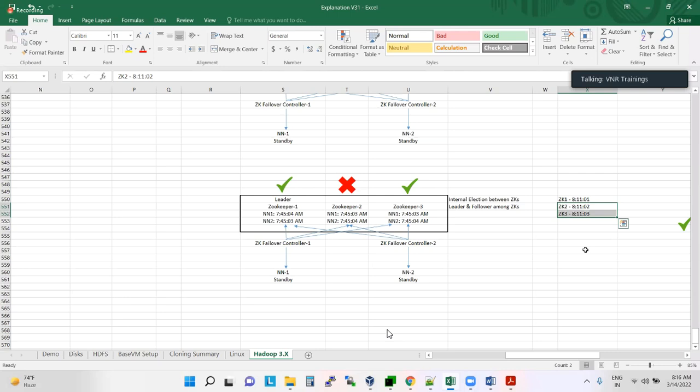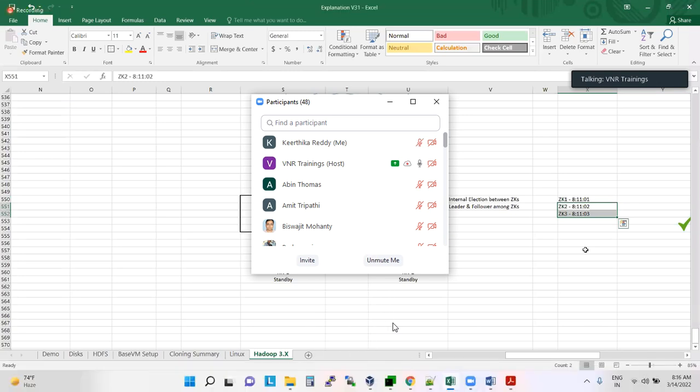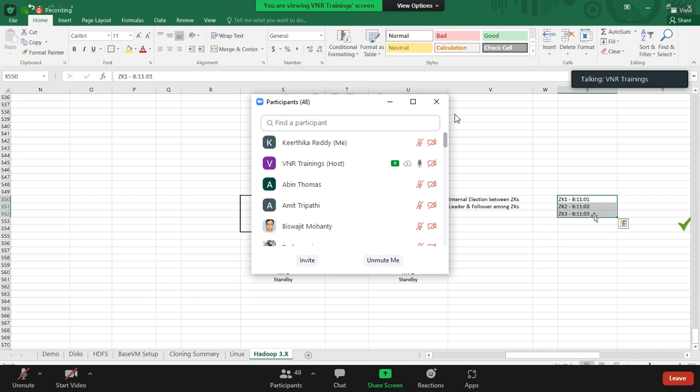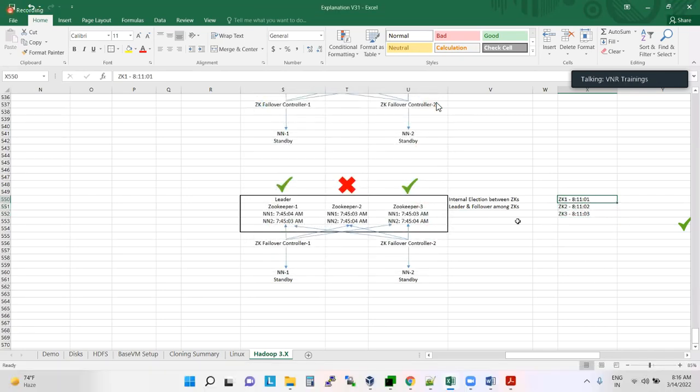Yes or no, guys? Yes, sir. Second one is the leader. Second one will become the leader. So whoever is alive, for those live zookeepers, it will check. Who has the least start time, that will become the leader. Think that in this example, this is the leader, and this is follower, and this is follower.